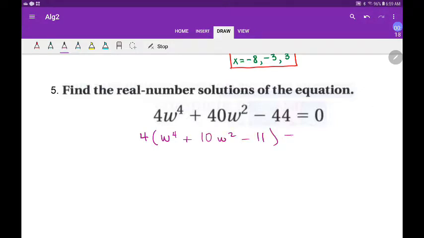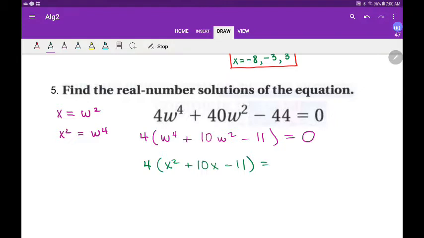And then secondly, we could substitute x in for w to the second power, which would mean that if we squared both sides, we could also substitute x squared in for w to the fourth. So we have 4 times x squared plus 10x minus 11.